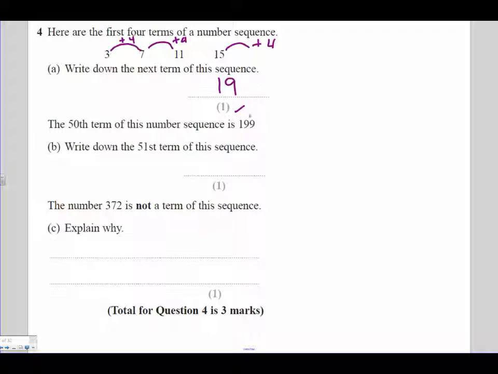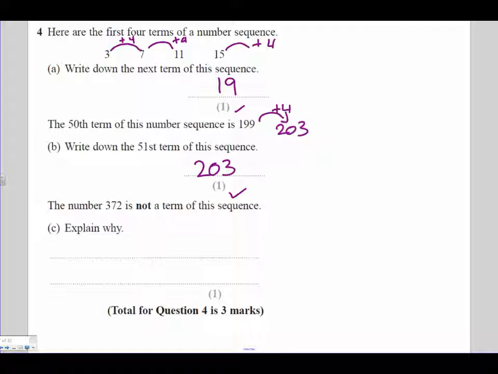The 50th term of the sequence is 199. Write down the 51st term. So to get the next term in the sequence, we simply add 4. So 199 plus 4 is 203. And that is worth 1 mark.